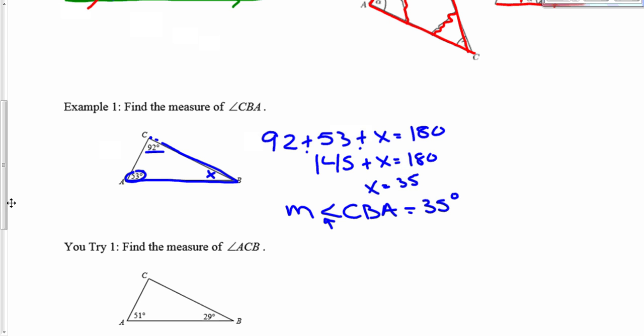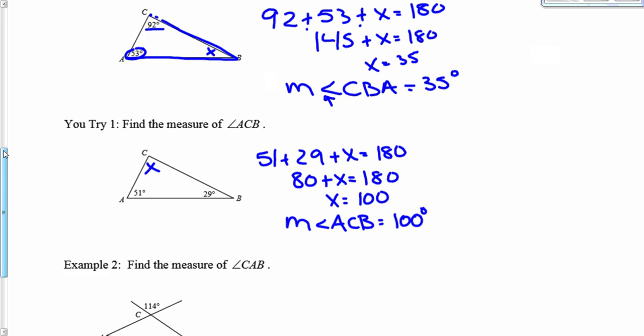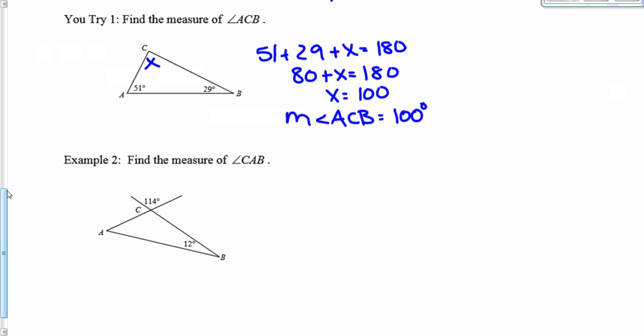All right, take a second, pause the video, and do the You Try One on your own. Now take a look at the work right here. 51 plus 29 plus our missing angle is 180. I solved and I got 100. So the measure of angle ACB is equal to 100 degrees. Once again, if you got something incorrect, go back, pause the video, and find your mistake. Maybe it's a simple adding issue. If you're still not sure, please bring that question to class.